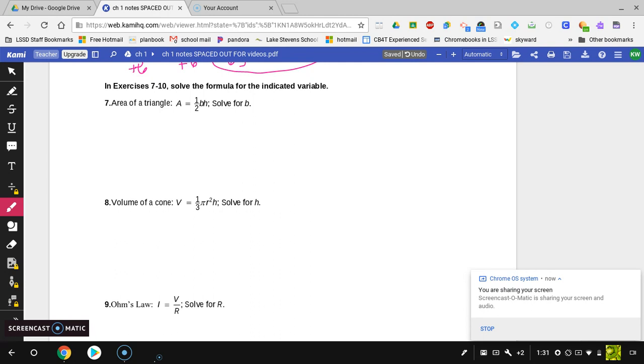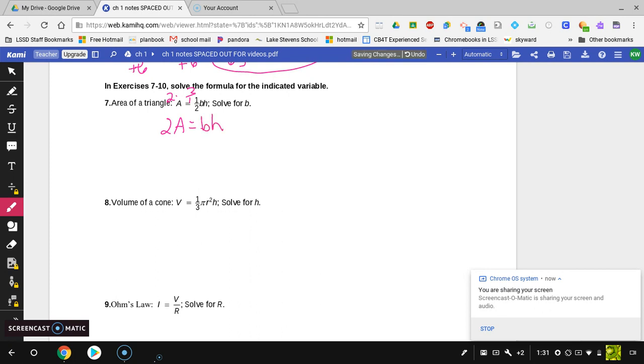So I'm going to get rid of the 1/2 first. To get rid of multiplying by a fraction, we've learned that you multiply by the reciprocal. Multiplying by the reciprocal is where you flip-flop the numerator and denominator and multiply by that. So that's 2 over 1, or just a 2 that I'm multiplying both sides. So I'm left with 2A is equal to, well, my 2 times 1/2 cancels out, and I'm left with bh.